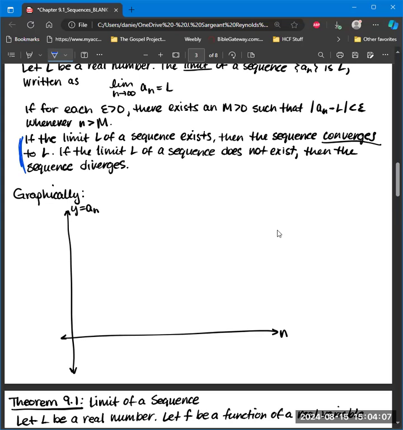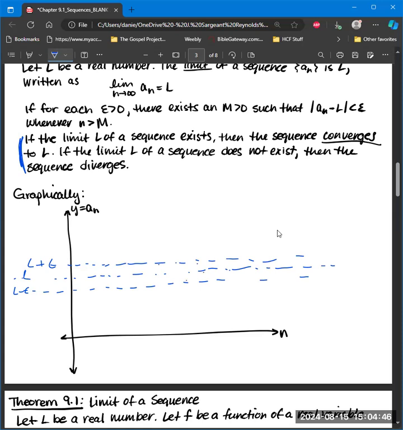So graphically speaking, we want the terms of the sequence to approach some horizontal asymptote, but they can be alternating on opposite sides, is what this is saying. So if we've got L plus epsilon up here, and we've got L minus epsilon here, and we have L right here, then we want our terms to eventually, at some point M, stay bounded here between L plus epsilon and L minus epsilon.